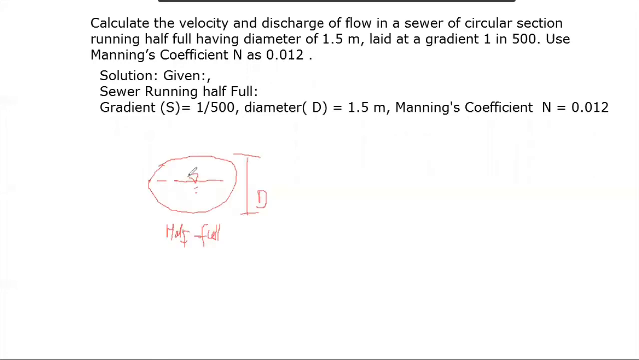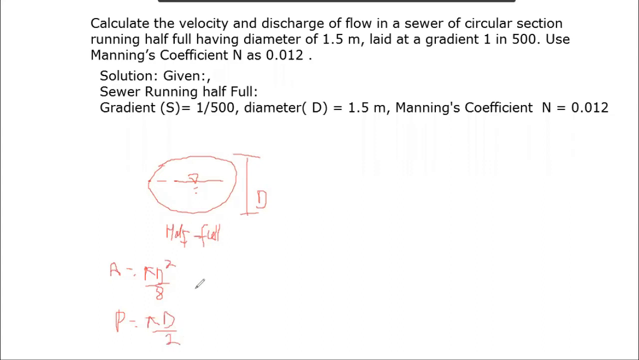Now friends, for the sewer running half full of diameter d, we can write the area of such a sewer, A, equals pi d square by 8. Isn't it? Since the area of the sewer running full is pi d square by 4, so half full will be pi d square by 8, and the perimeter of such a sewer, P, can be easily found as pi d by 2.